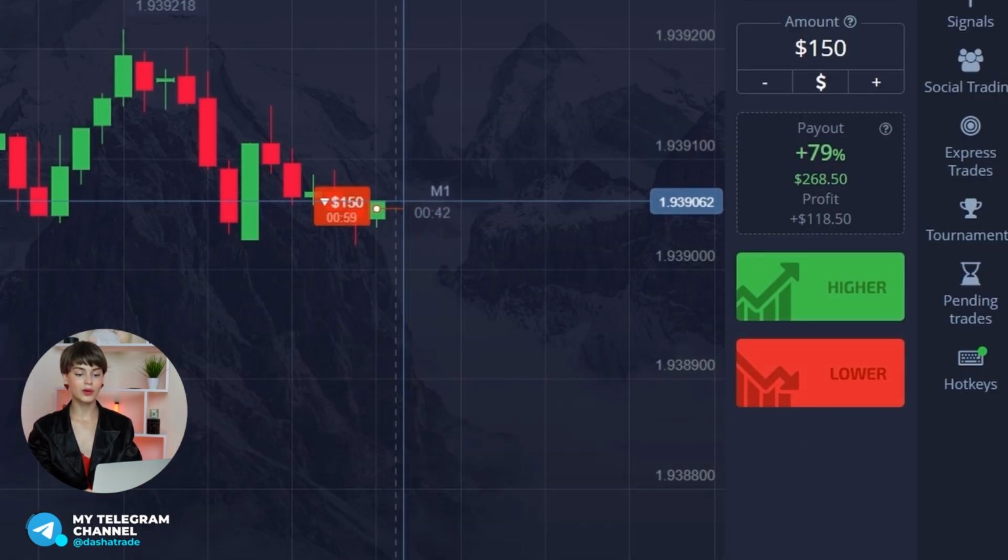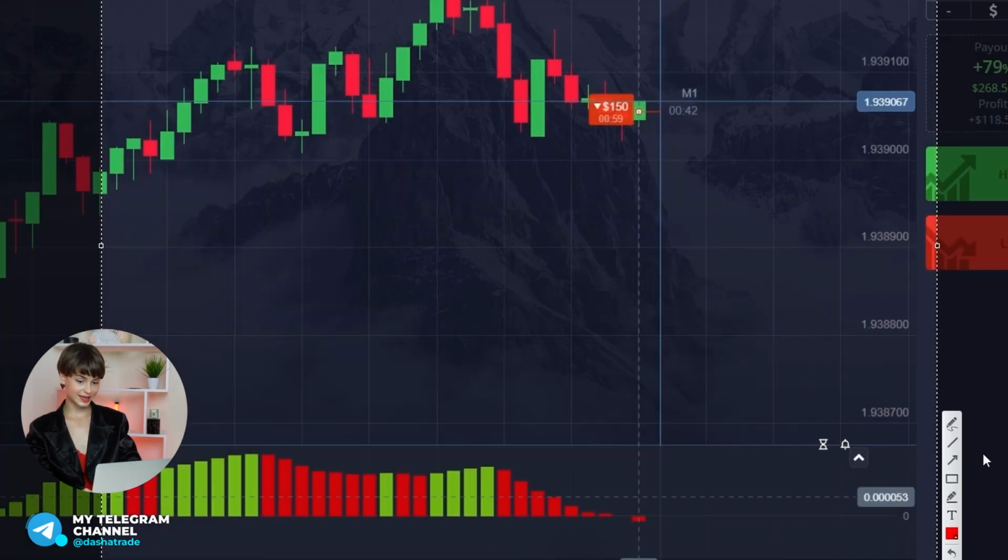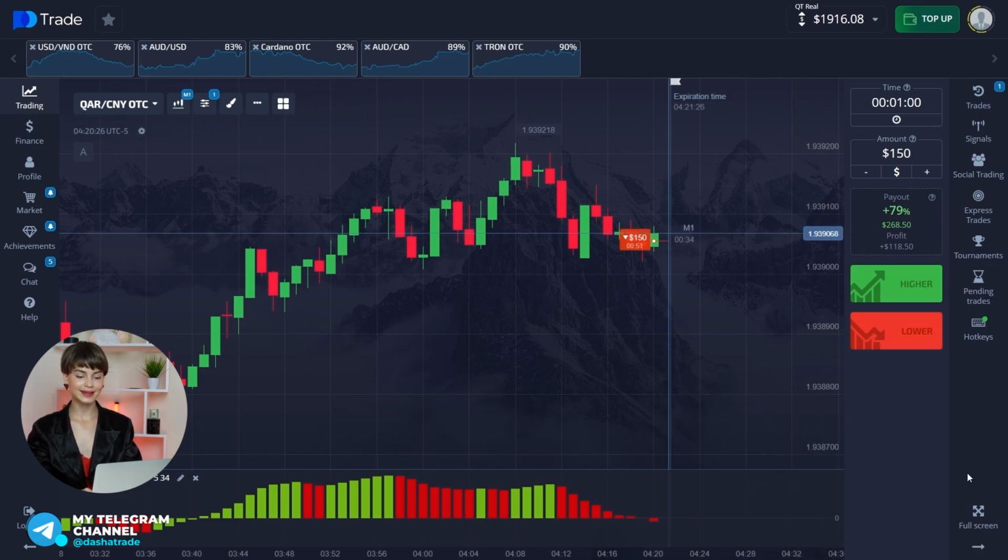Let's open with lower, and look guys, what we've seen, our red candle was below 0. This is a good signal and let's open with lower, and I hope we'll handle this case.